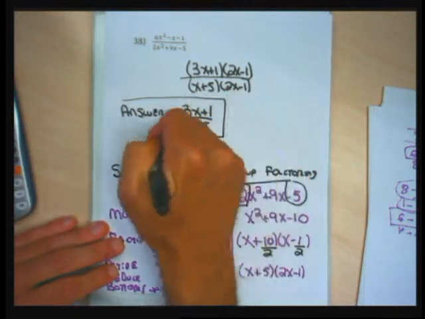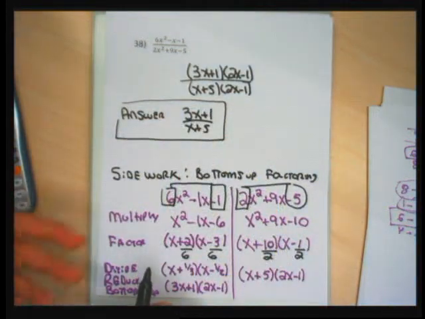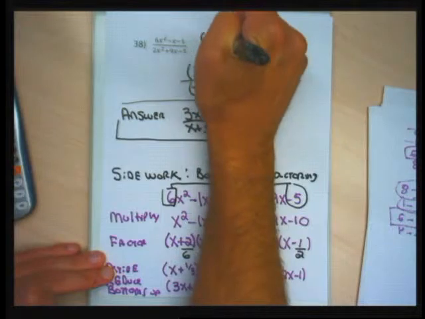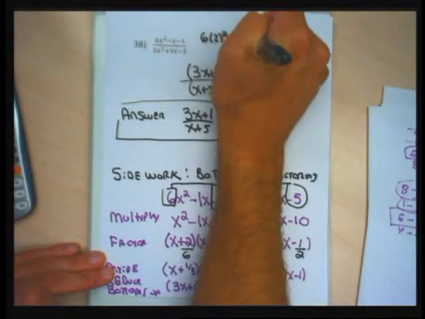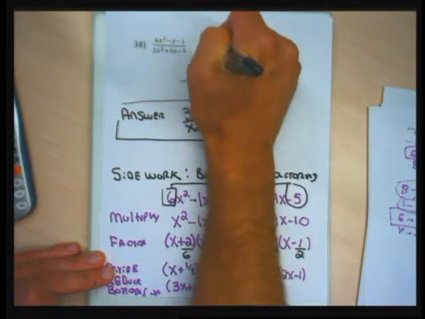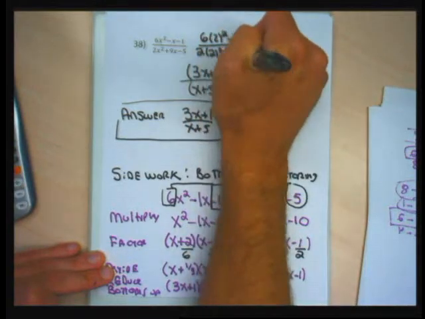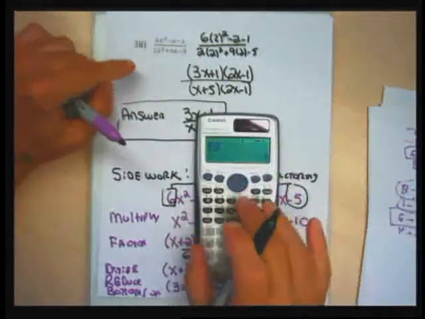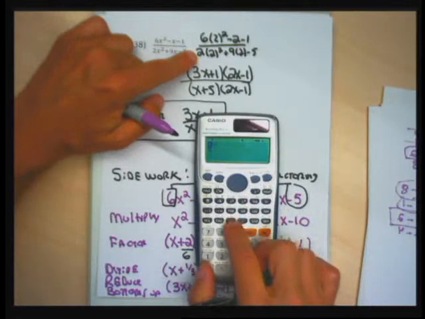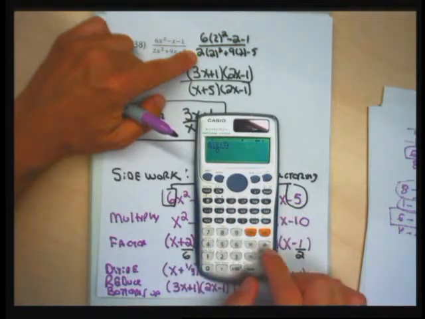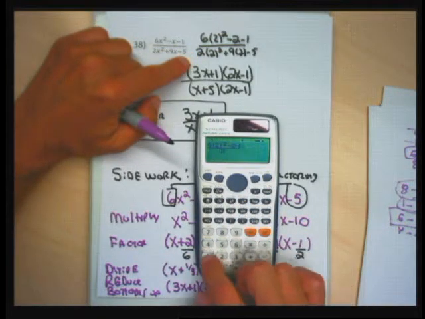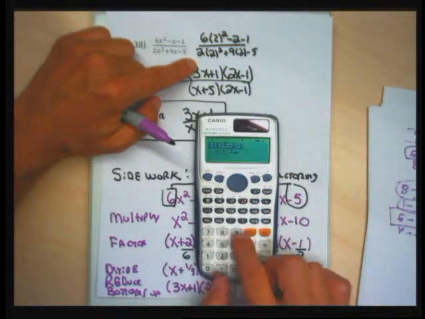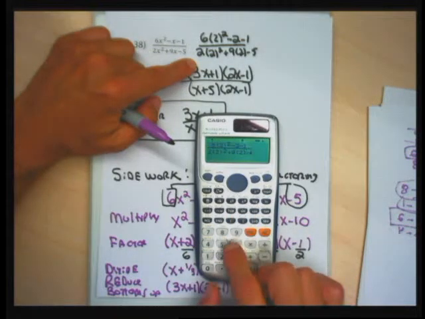Again, it's just not that hard to check. And I'm going to just plug in 2 for x, and it's going to get messy here. So for my checking, I'm going to go 6 times 2 squared minus 2 minus 1, and then 2 times 2 squared plus 9 times 2 minus 5. Let me do that real quickly. So I'm checking by plugging in 2 for x. So 6 parentheses 2 squared minus 2 minus 1 over 2 parentheses 2 squared plus 9 times 2 minus 5.